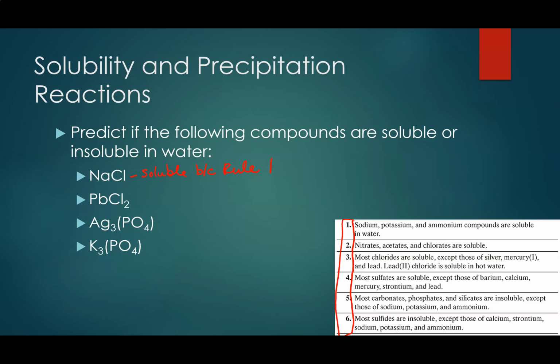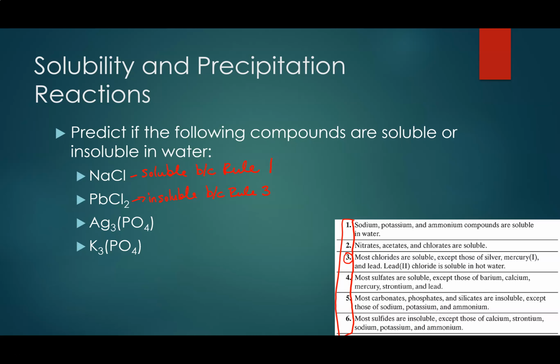Okay, the second one that we have is lead chloride. I'm going to say that this one is insoluble, and this is going to be because of rule 3. Rule 3 states that most chlorides are soluble, except those of silver, mercury, and lead. It does say that lead 2 is soluble in hot water, which is what this is, but we don't have hot water. We were just asked to figure out if it was soluble or insoluble. So for us, we're going to say insoluble, and we're going to say because of rule 3.